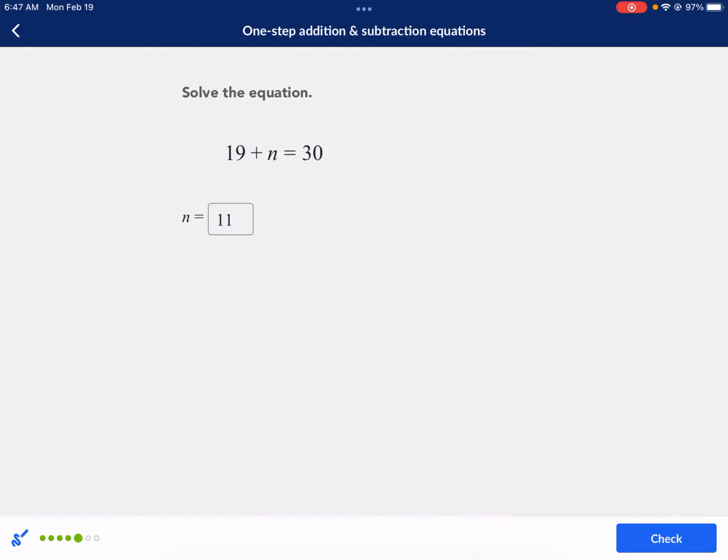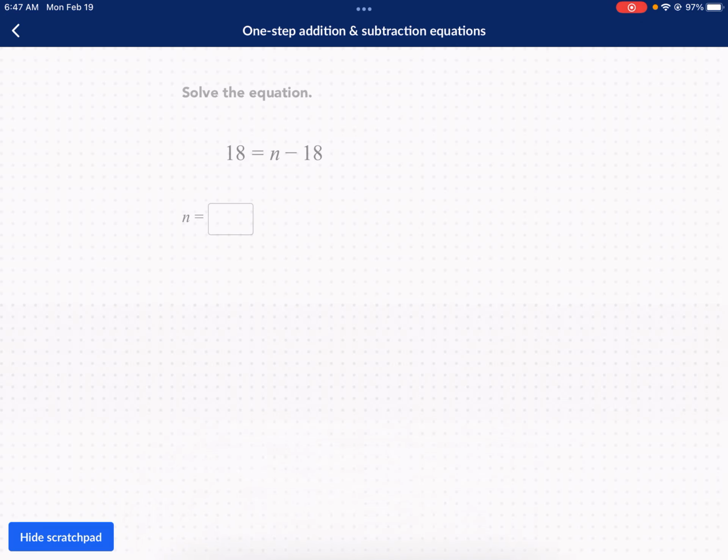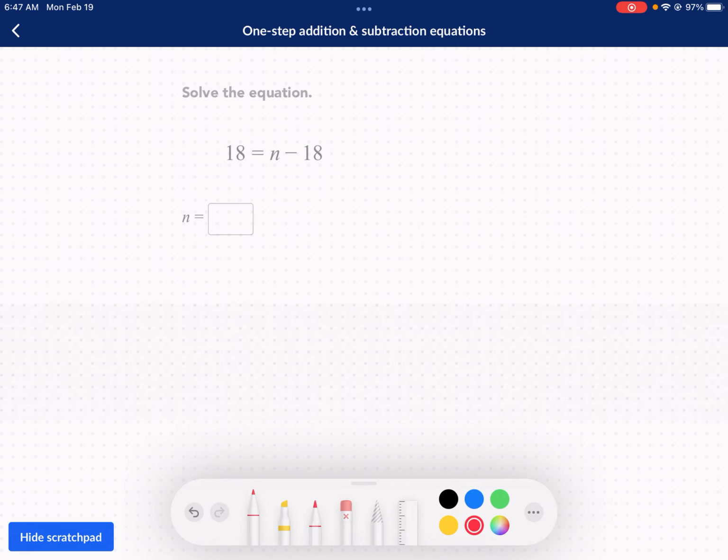Notice how I didn't scratch it out this time. The more familiar you get, the easier and quicker you can do it. So we have 18 equals n minus 18. A lot of students might say 0 here, but that would be incorrect because we need to do the opposite, which is add 18 to both sides. That cancels out. This time I did it. And then we get 36 on the left side.